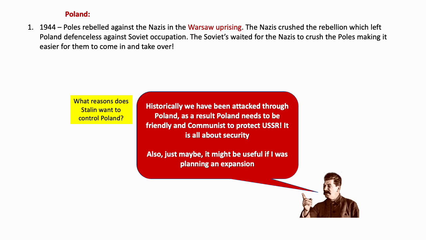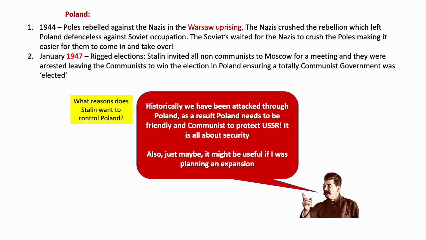So once the war is over, or becoming obvious that the war is over, this battered, bruised, broken Poland is just a doddle for Stalin to take over. So then in January 1947, this is the first example of some rigged elections. Stalin invites all non-communists to Moscow for a meeting, and then they're arrested, leaving all the communists back home in Poland to win the election, which is totally rigged, isn't it? But here we are, there's the first country, January 1947.